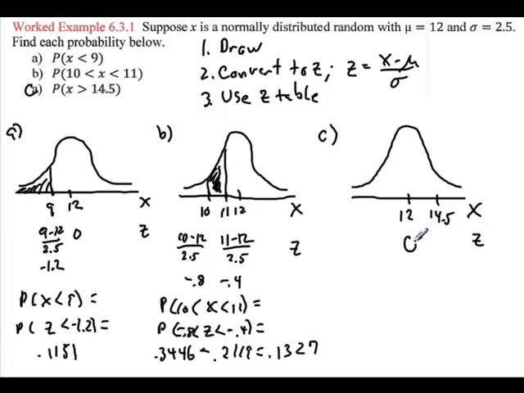Convert to z. 12, of course, becomes 0. You don't have to write the 12 becoming 0. I like to, though. It helps me to make sense of things. And 14.5 is going to be 14.5 minus 12 over 2.5, the standard deviation, which is 2.5 over itself, which is just 1. And again, in this problem, we're looking for the probability x is greater than 14.5, so it's to the right. So all we need to do is look up this value on our z table, and we have our answer.